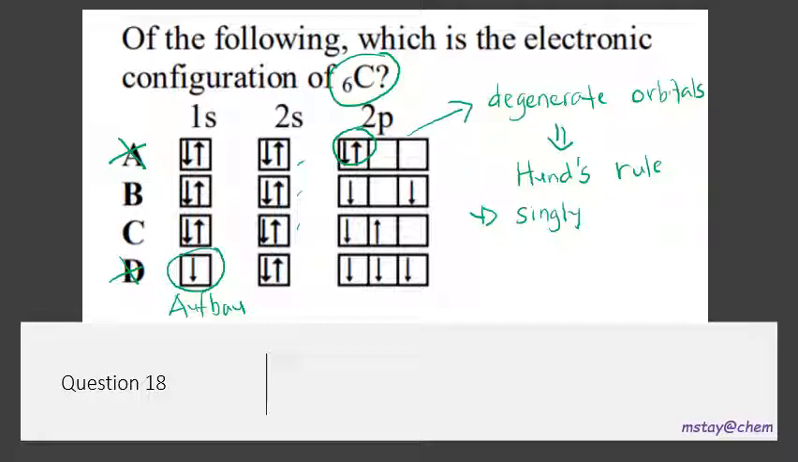The next part of Hund's rule says that they have to be filled in parallel spin. According to option C, the spin is different. One is downwards and one is upwards, meaning that one is clockwise and one is anti-clockwise. So the correct answer will be option B.